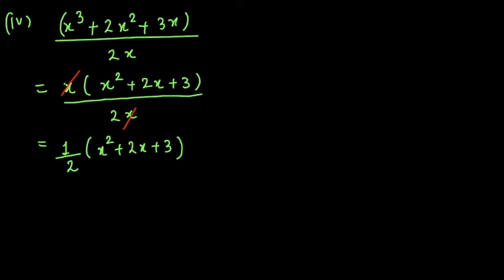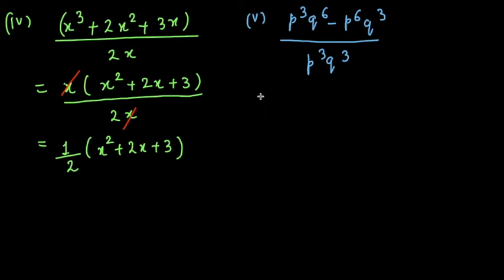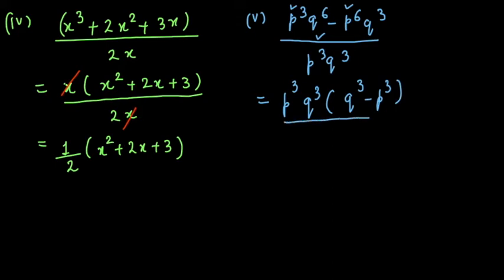Okay. Let's see the fifth part of this question, which is actually the last part of question number 2: minus p raised to the power 6 q cube plus q raised to the power 6 p cube, which you have to divide with p cube q cube. Again, let's see what is common. Here you have p cube, here p raised to the power 6, so p cube can be common. Q raised to the power 6, here I have q cube, so q cube is common. What am I left with here? Q cube minus p cube. In the denominator we have p cube q cube.